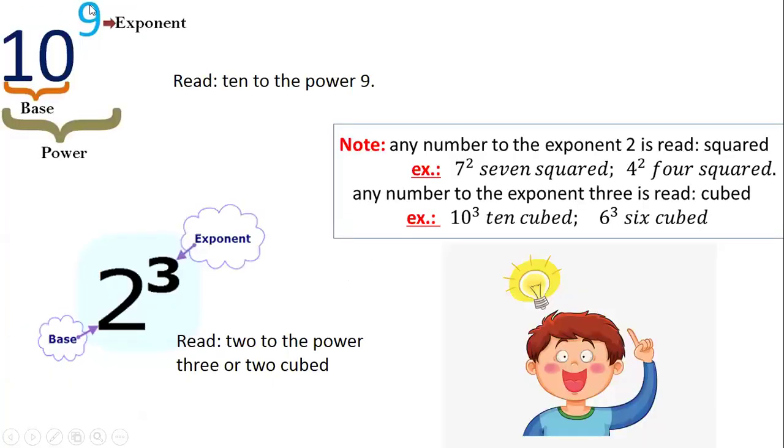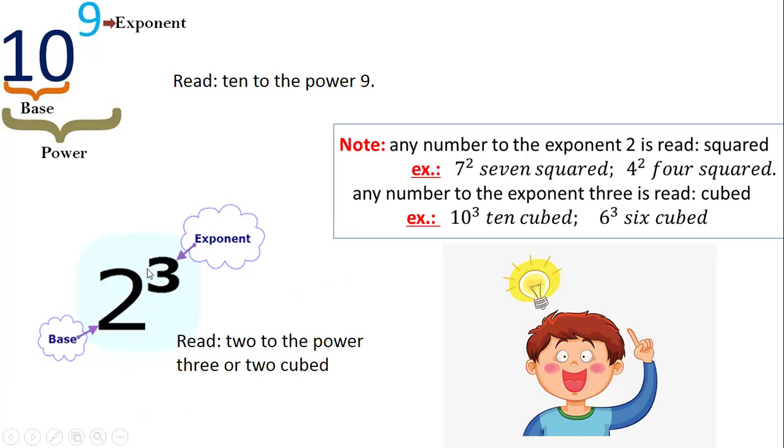Now you have 10 to the power 9. The base is 10, the exponent is 9. 10 to the power 9 is called a power. How do we read it? We read first the base, 10 to the power 9. 2 to the power 3: 2 is the base, 3 is the exponent. It's read 2 to the power 3 or 2 cubed.